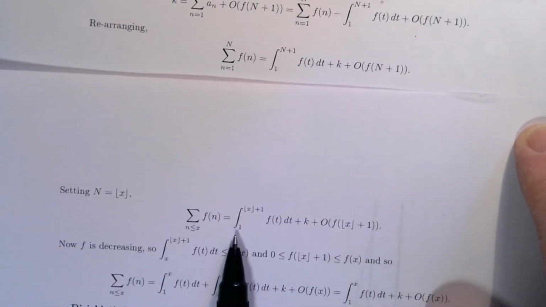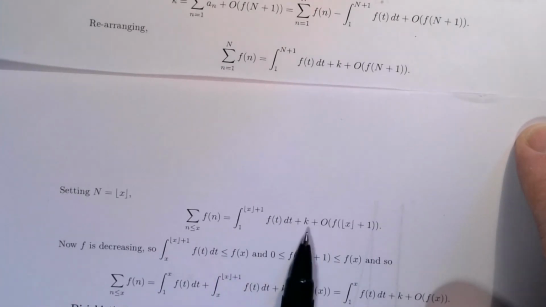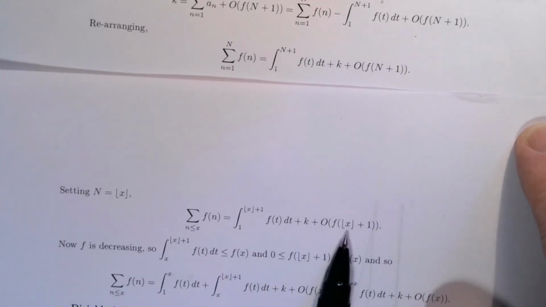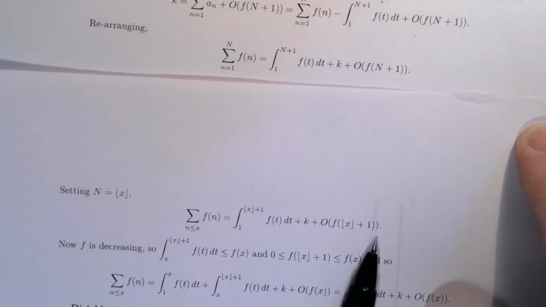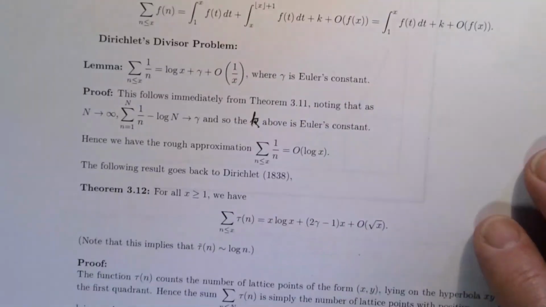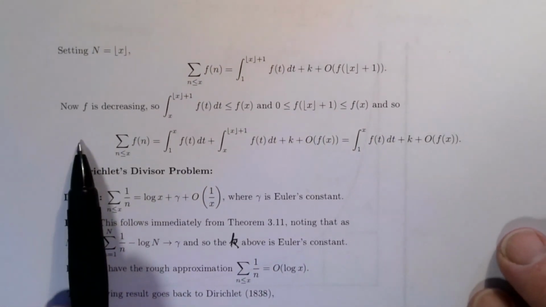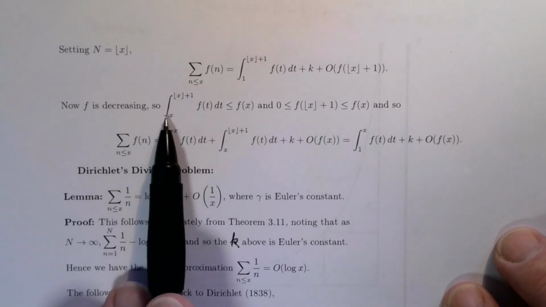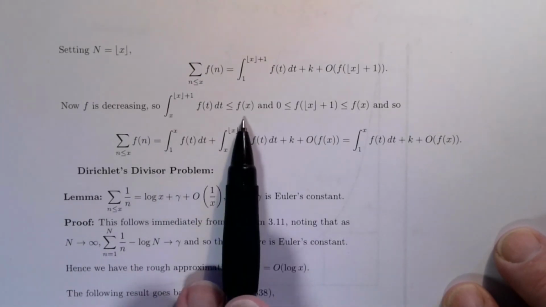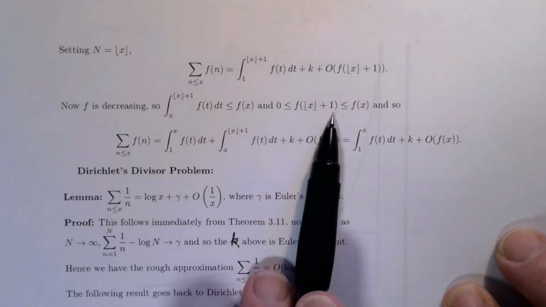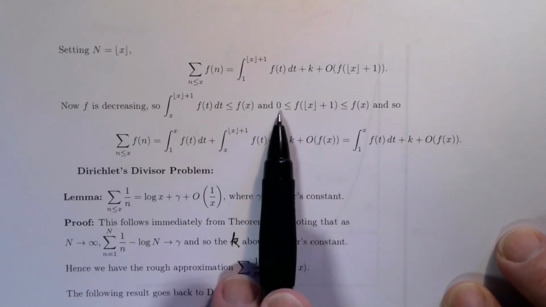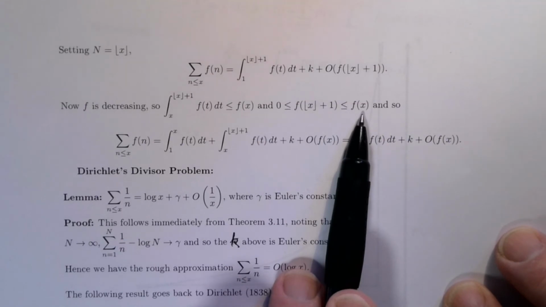So this is now the integral from 1 up to the floor of x plus 1 of f of t dt plus k plus big O of f of the floor of x plus 1. Finally, we can deduce, since f is decreasing, that this integral here is less than f of x. So f of x plus 1 is non-negative and less than f of x. And finally, we can just plug all this in.